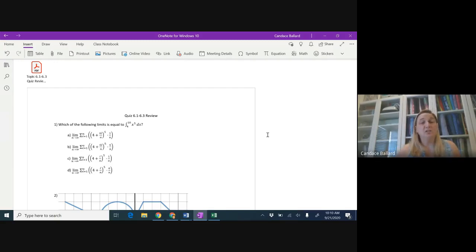All right, so we're going to start with question number 1. Which of the following limits is equal to the integral from 4 to 10 of x to the 5th dx?